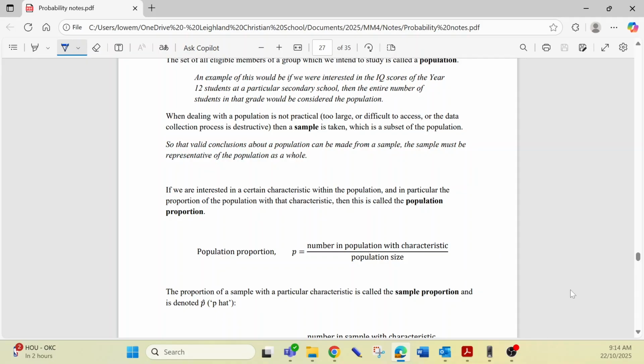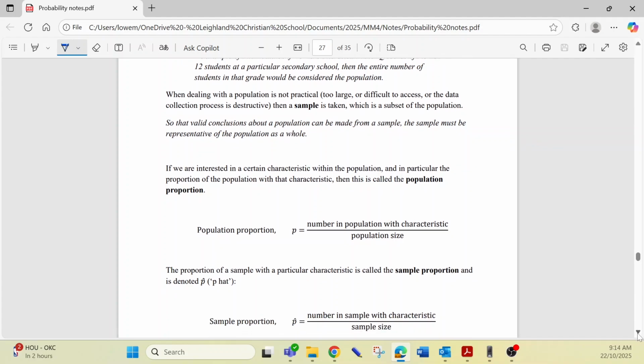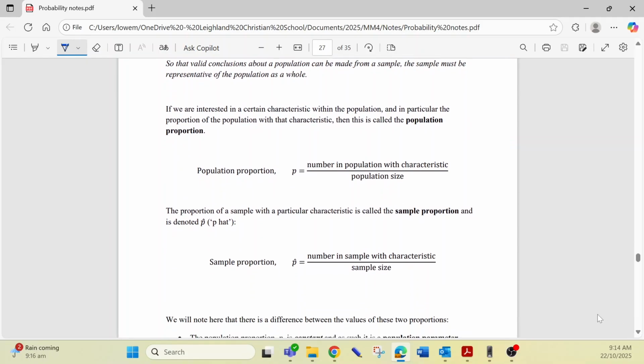The proportion of a sample with a particular characteristic is called the sample proportion, and the notation we use for that is the same, lowercase p, but it has this little funny looking arrow thing on top, or a hat. We just call it p hat. Okay, so that's referring to the sample proportion, and it's found in a similar way: the number in the sample with the characteristic divided by the sample size.